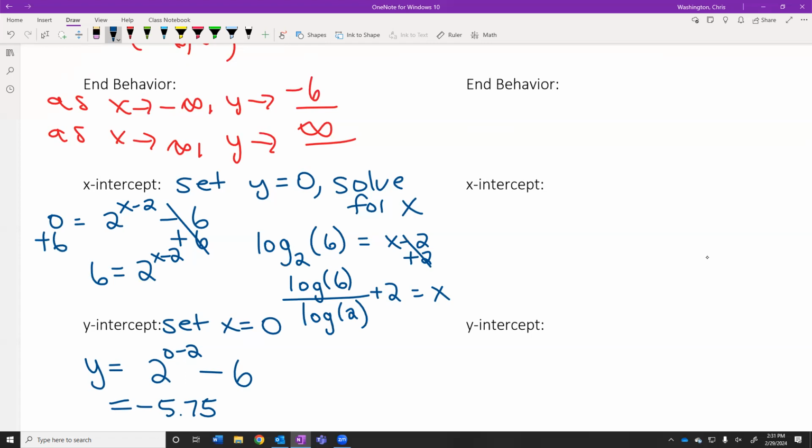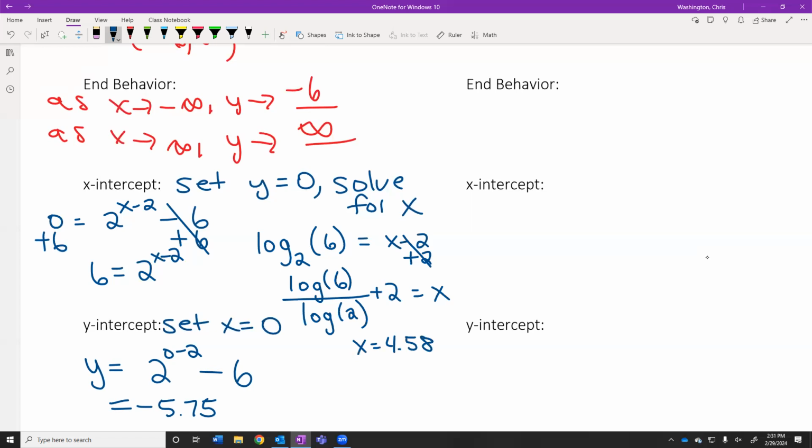Well, can you put it on the top? No, that's not the same thing. You have to put it outside the fraction. So then you can type that in the calculator. Log 6 over log 2. We're going to add 2 to that to get x by itself. And we get about 4.58 if we round to 1 decimal place.